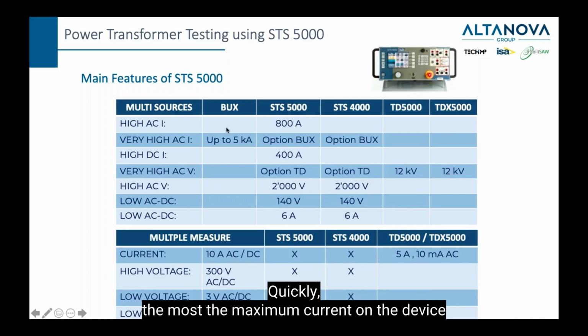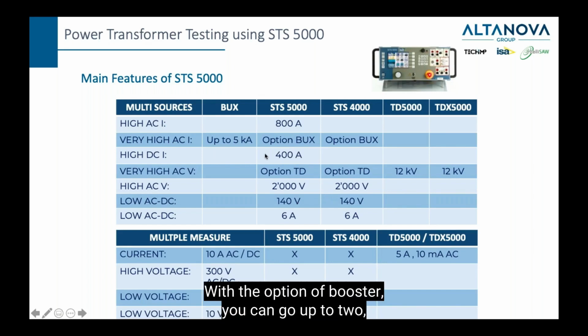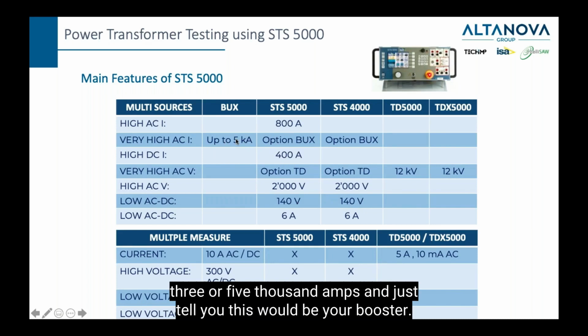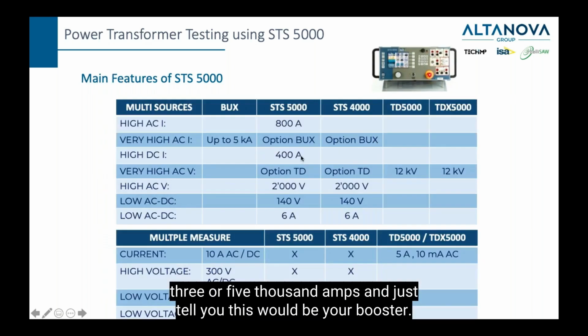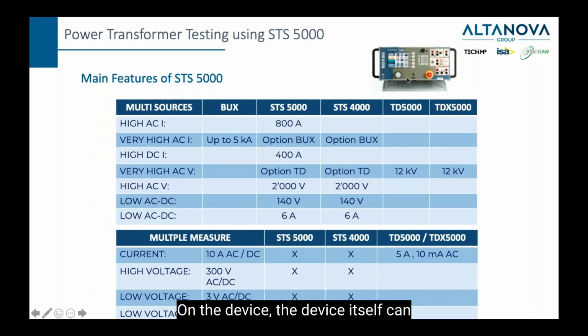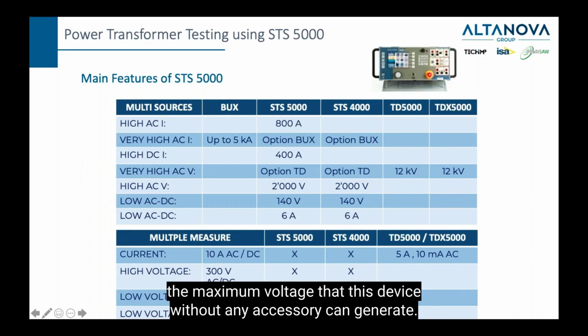Quickly, the maximum current on the device would be 800 amps AC and 400 amps DC. With the options of booster, you can go up to 2, 3, or 5,000 amps. And just to show you, this would be your booster. The device itself can generate up to 2 kilovolts. 2 kilovolts is the maximum voltage that this device without any accessory can generate.